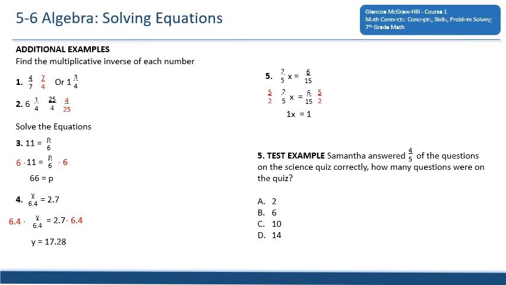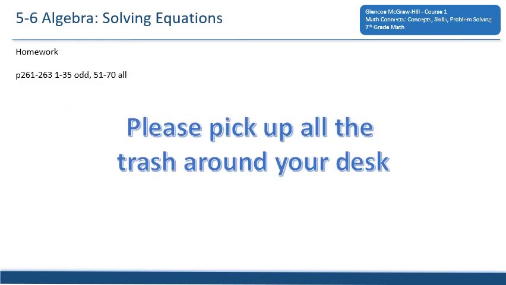And then we have a test example. Samantha answered 4/5 of the questions on the science quiz correctly. How many questions were on the quiz? The answer is C, 4/5. How did we know C? Well, we could multiply the numerator and denominator times a number to try and figure out what would be the new denominator. So 4 times 2 is 8, 5 times 2 is 10. So that would mean she got 8 out of 10 answers correct on the quiz.